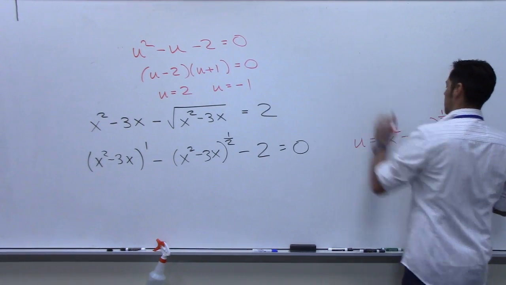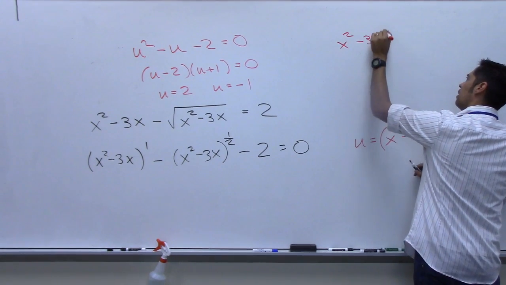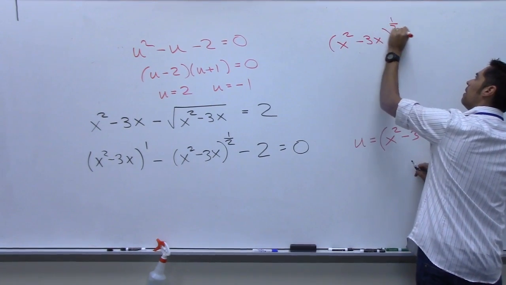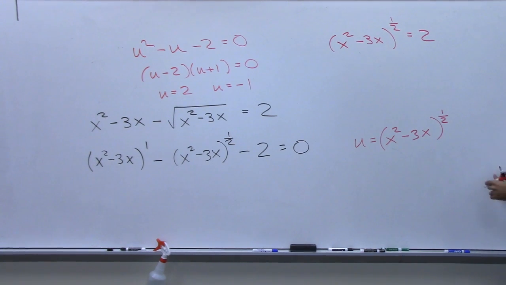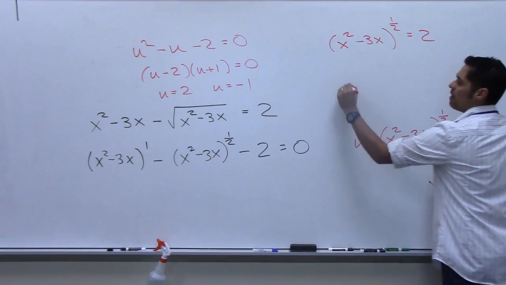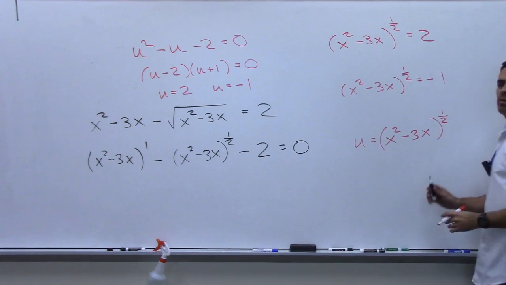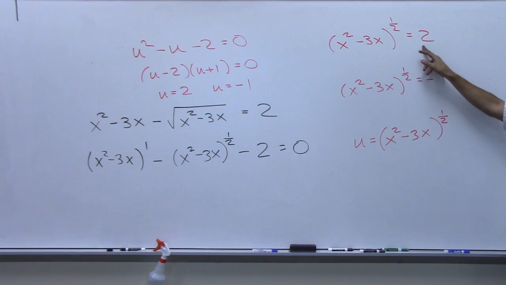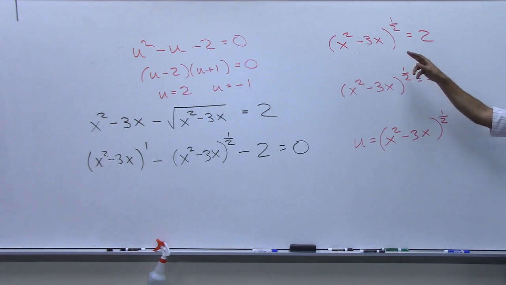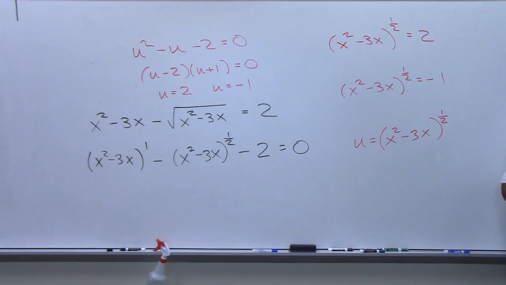So I have this right here, right? X squared minus 3x to the 1/2 equals 2, right? And the other one, this equals what? Negative 1. So I have another one that I have to solve. You all okay with that? How would you solve this? Put it back into the square. You want to go back to the square root and then square it? Yes. Or you could just square it now. It's up to you.